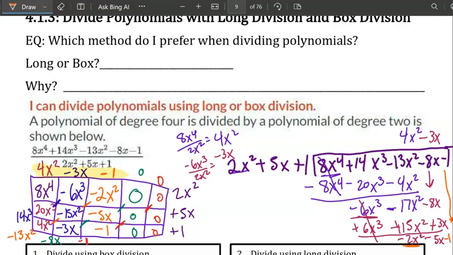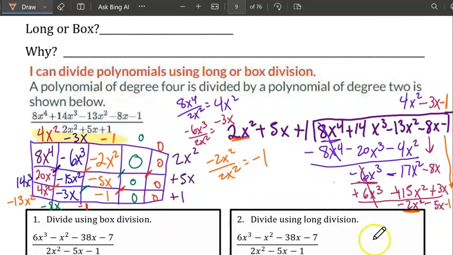Okay, now we're going to divide the negative 2x squared by 2x squared. That gives you negative 1. So we'll put a minus 1 here. Multiply each of the divisor's terms by negative 1. You get negative 2x squared minus 5x minus 1. We subtract, you change the signs of everything, and they all cancel. You have a remainder of 0. So the quotient is 4x squared minus 3x minus 1. Notice it's the same thing that we got with the box method. This was long division.